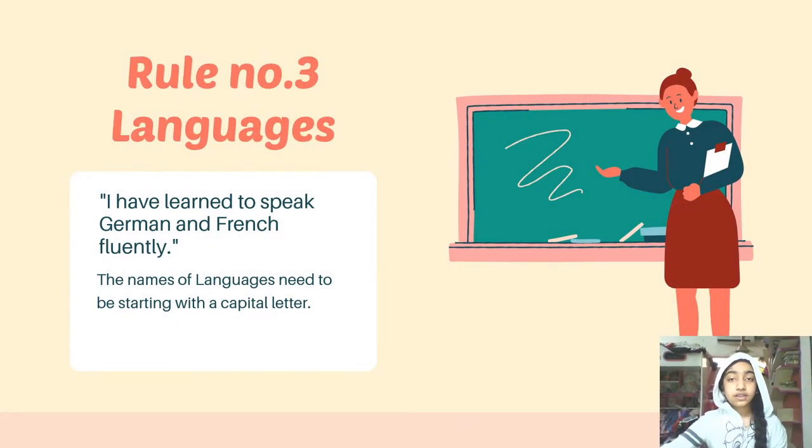The third rule is that the names of languages need to be starting with a capital letter. In the sentence, I have learned German and French fluently, the first letter of German and French are in capital.